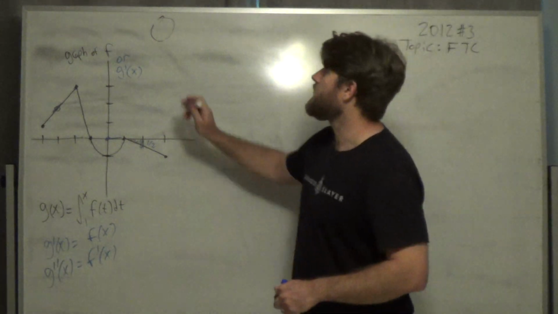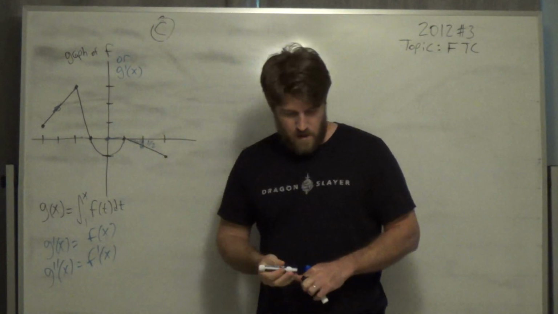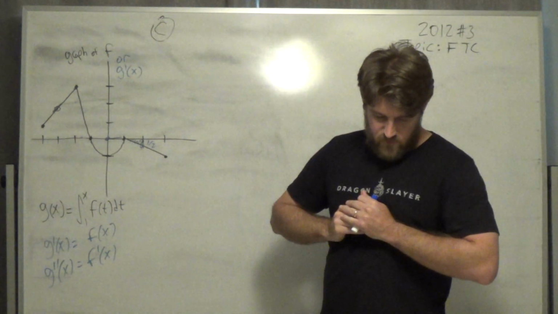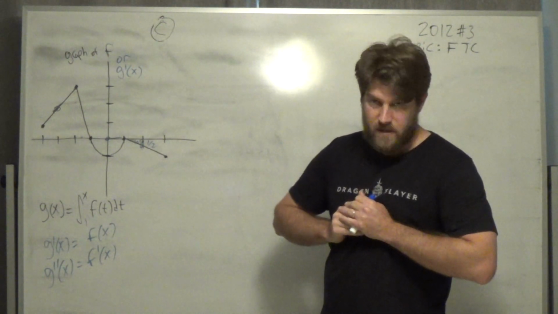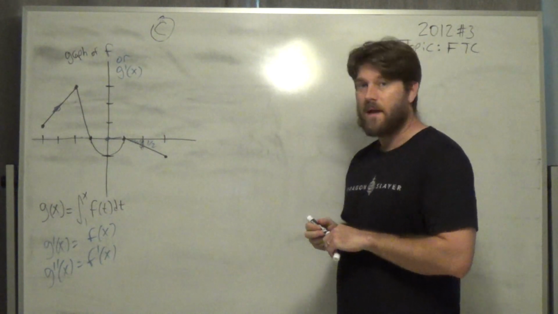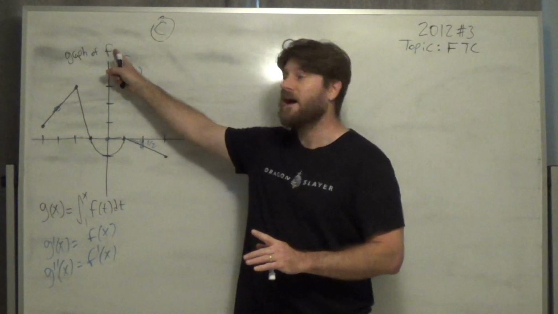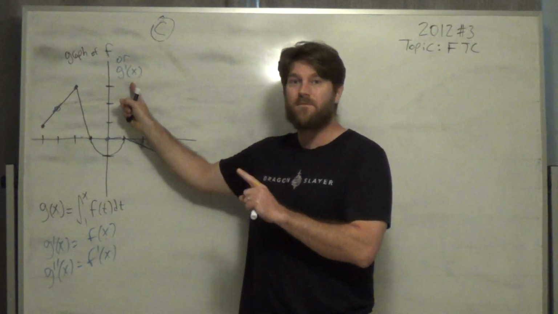All right. Now time for part C. Part C says find the x-coordinate at each point at which the graph of G has a horizontal tangent line. Okay, now we don't know what G looks like. We don't have a graph of G. We have a graph of F, which is also G prime of x. We have a graph of G prime of x.